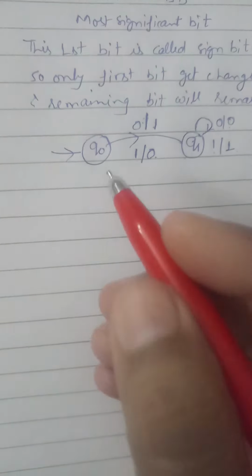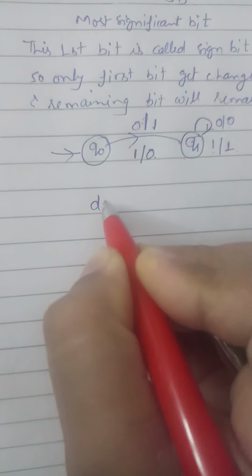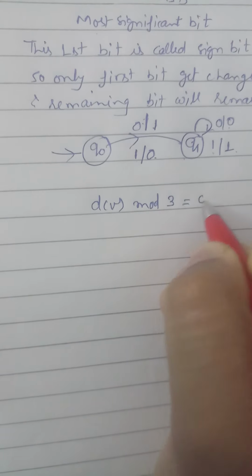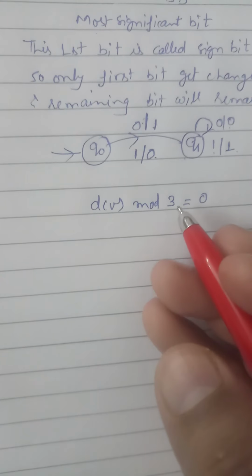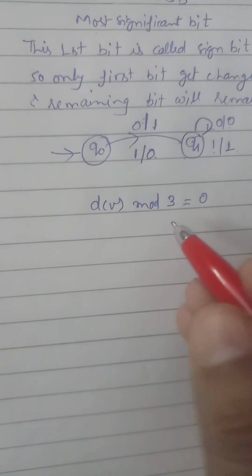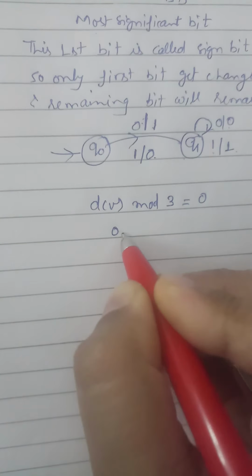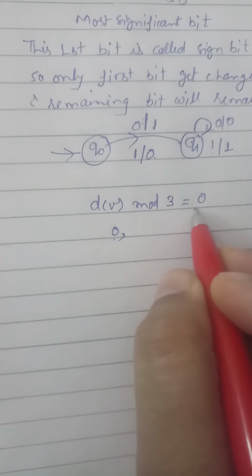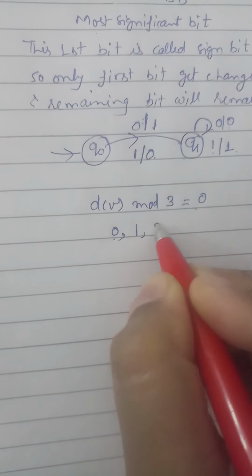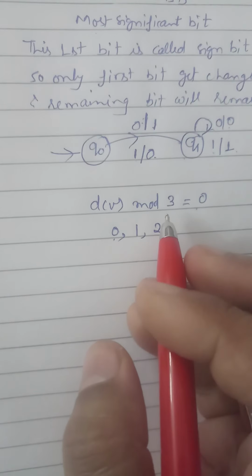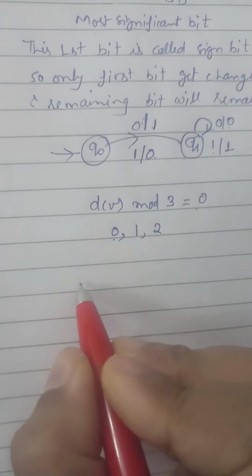Now move to the next machine, in which the number mod 3 is equal to 0. If we divide that string by 3, then the mod will be 0. If we are dividing something by 3, what will be the remainder? 0 when it is completely divisible by 3, 1 or 2. These three will be the remainders if we divide a string by 3. So how are we going to make it?